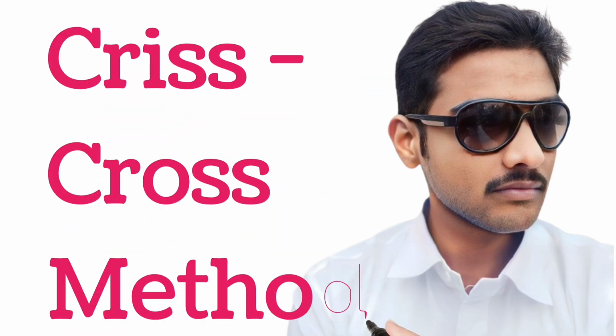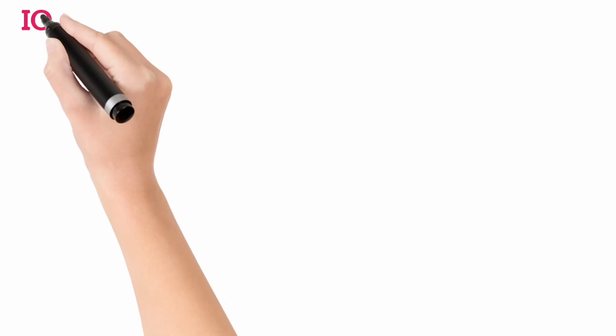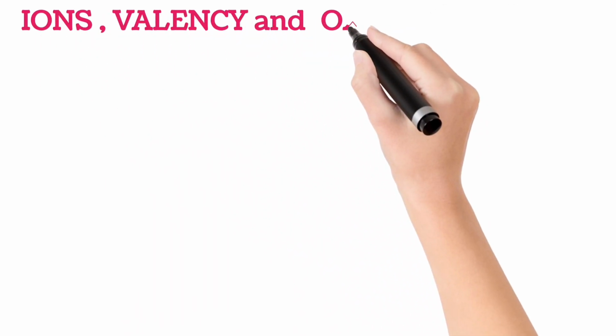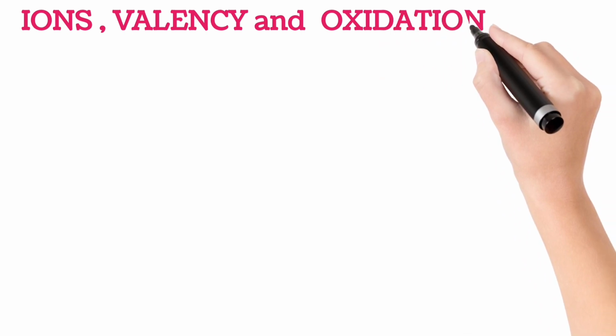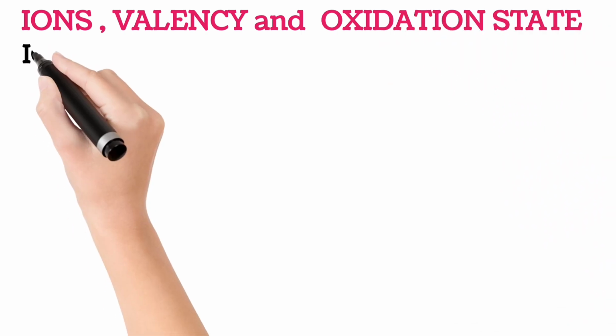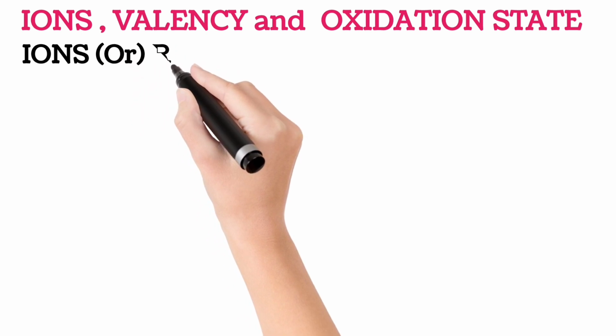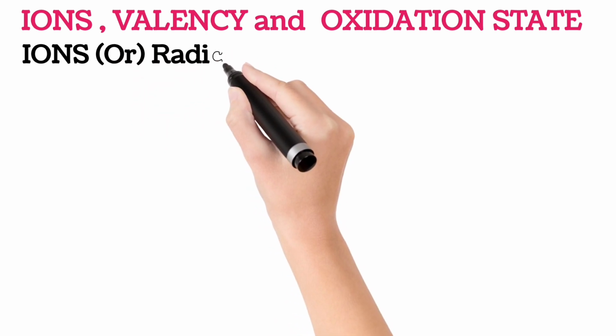Okay, today let me discuss a very important concept, that is, the crisscross method. Before discussing the crisscross method, first let me discuss ions and their formation with the help of valency and oxidation state. First, let me discuss ions. Ions are also called radicals.